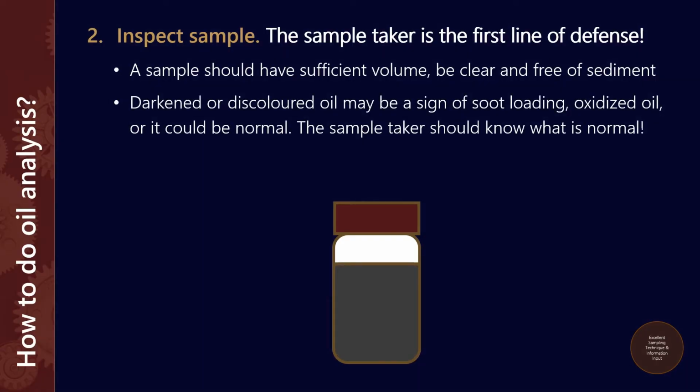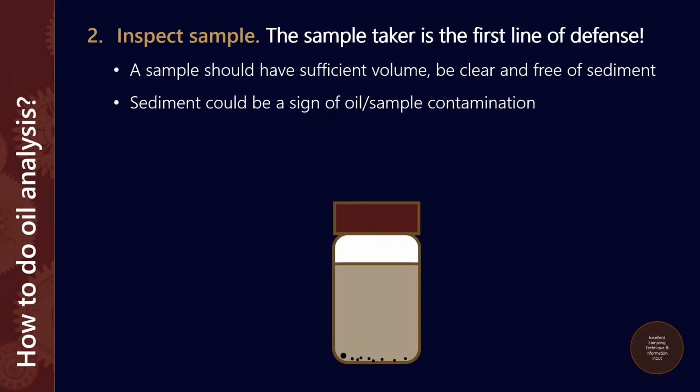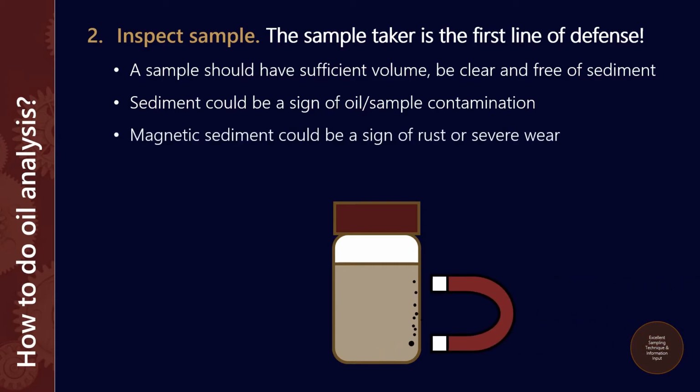If you have darkened or discolored oil, that could be a sign of something. It could be soot loading, oxidized oil, or it could be perfectly normal. Some oil does go dark in service. So again, whoever is taking these samples regularly, if the oil always looks dark, that could be perfectly normal. Okay, sediment could be a sign of either oil contamination or sample contamination. But if it's magnetic, that could also indicate that it's rust or possibly even very severe wear. You'll see that show up on the PQ index.